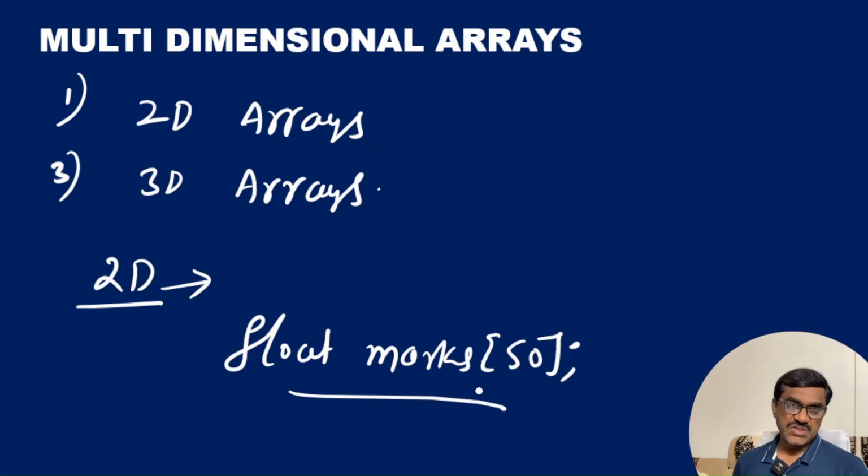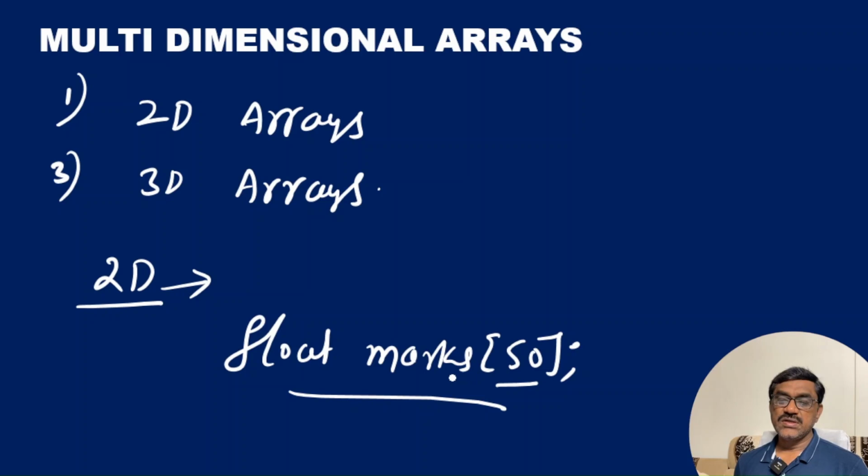So this is a one-dimensional array. Why? Because we have only one dimension. The array name marks describes that there is a class of 50 students, right? We want to store the total marks of 50 students. Marks can be of type float, so that's why we have declared it as float marks of 50.